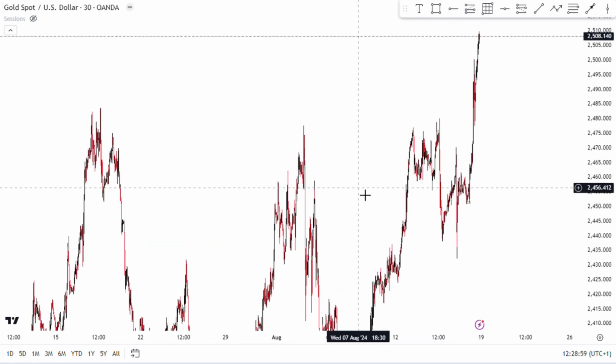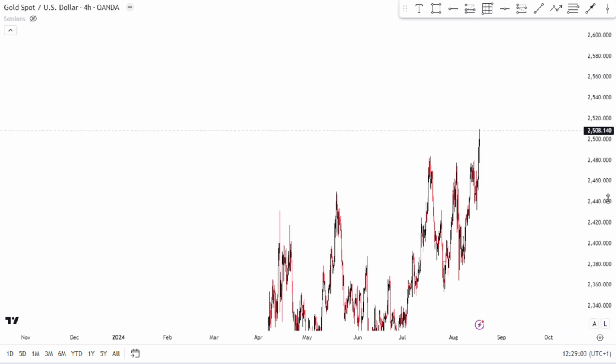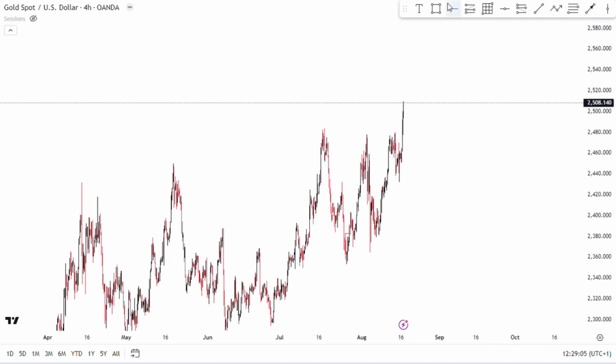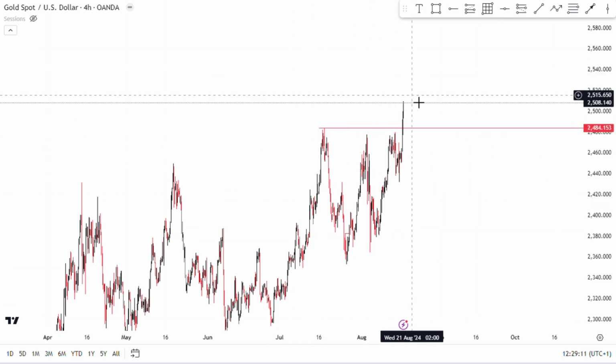So let me just go to a higher time frame. Let's check the 4 hour time frame. On the 4 hour time frame right now, price ended up going above this particular high. So this is the last high here, and price ended up going above it. So what I'm going to be looking for right now in the market is a bearish move. I'm not going to be looking for a bullish trade anymore. I'm going to be looking for a bearish move.